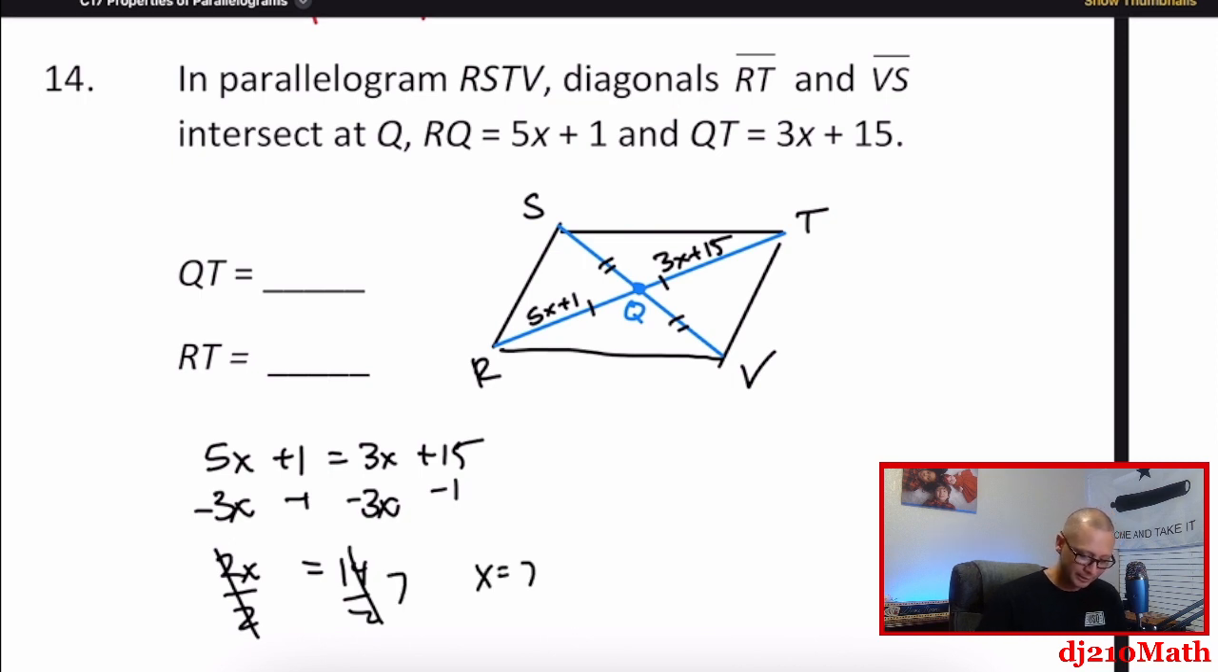So when I take 7, because we're looking for segments QT and RT, and plug it back in, 35 plus 1 is 36. So RT is 36. I know that the diagonals bisect each other, so the other one has to be 36. Could I plug it in? Sure, I could. 21 plus 15 is 36.